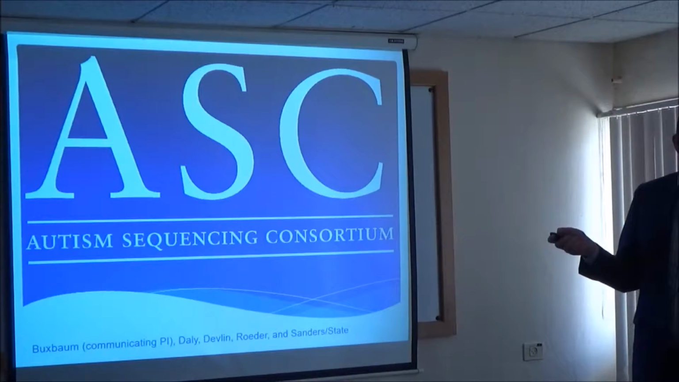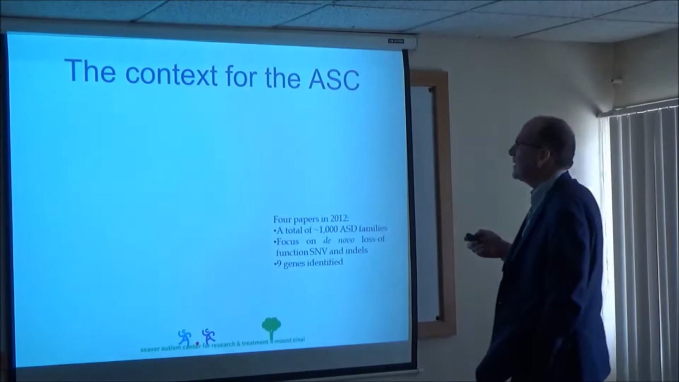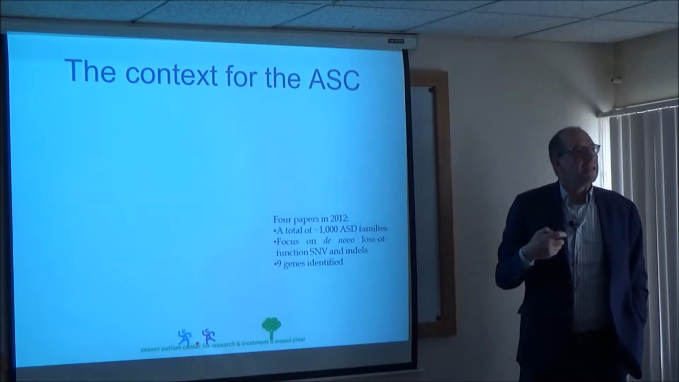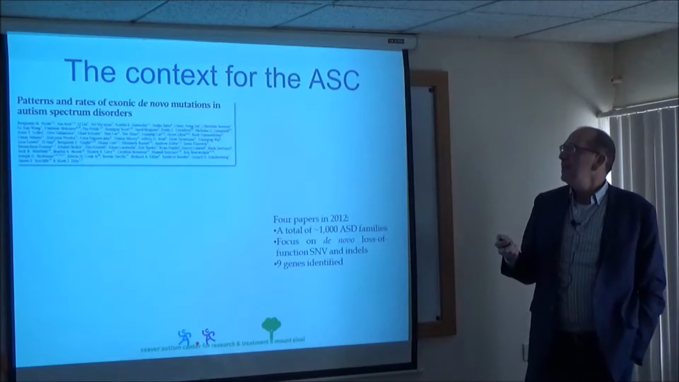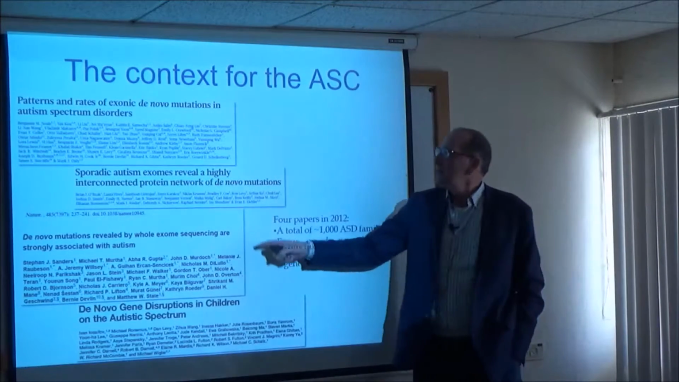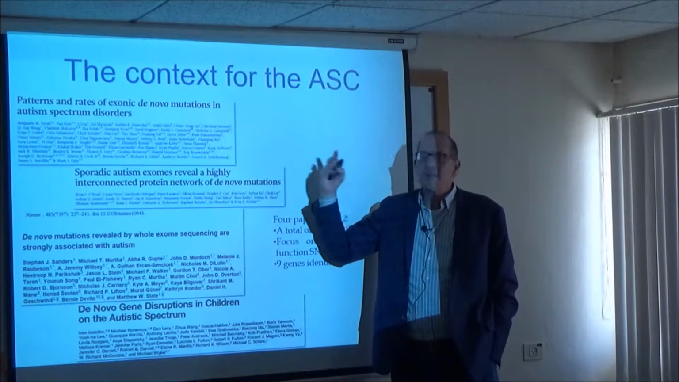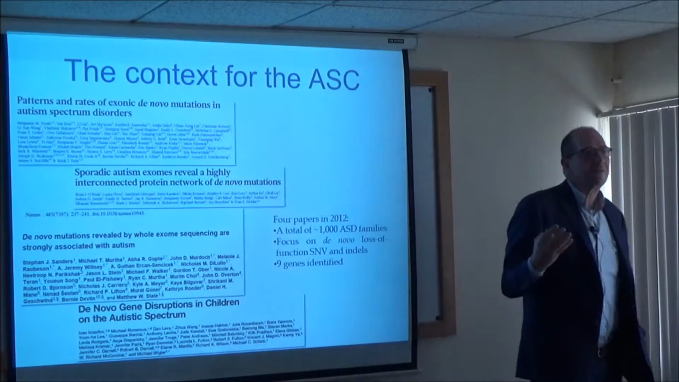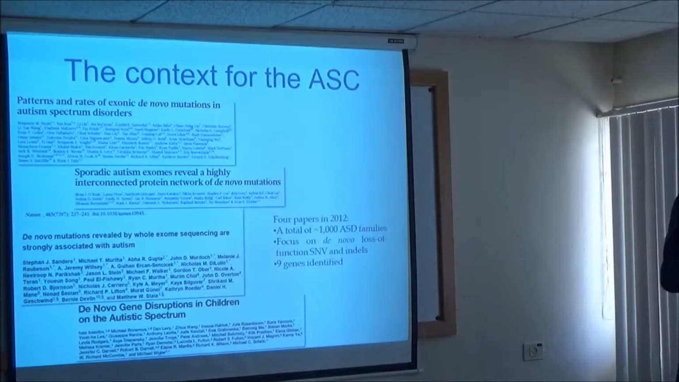So you heard about the ASC, and the ASC kind of came into being in 2010, and the context was that they were small studies of about 200 families or 400 families or 800 families that were funded and were ongoing, and we all knew when those started that it wouldn't be enough. It's unlikely to find all the genes for autism with 200 families.